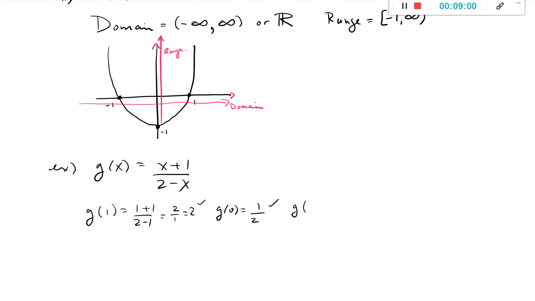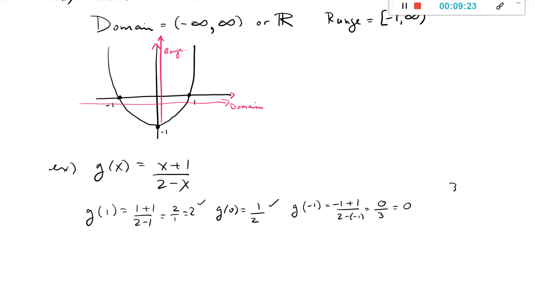Can I do, I don't know, minus 1? Does that work? Can I replace by a negative? Minus 1 plus 1 over 2 minus minus 1. So that's 0 over 3. Yeah, that's okay. 0 over 3 is okay, because if you have nothing and you divide it into 3 equal parts each, nobody's going to get anything, okay?